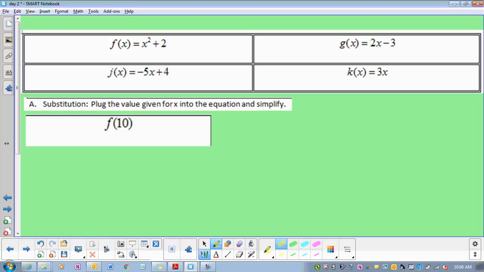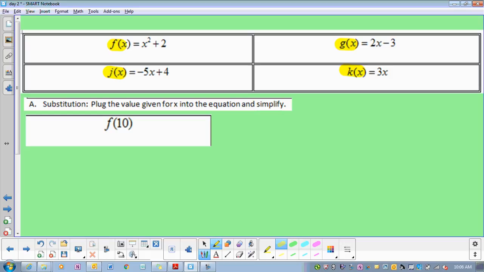Okay, so up at the top, there's a table for you. And do you see how all of these have a something x, right? So there is an f of x, that's your f function, okay? G of x, that's your g function. J of x and k of x, those are your j and k functions. Is that clear? They all have different names so that we know which one to use and which one we're talking about.